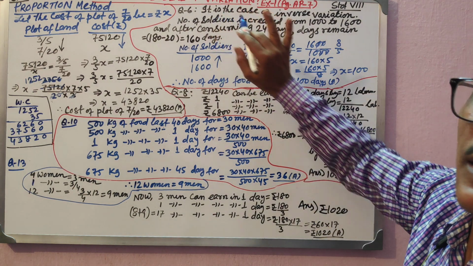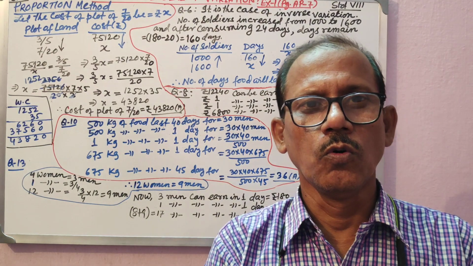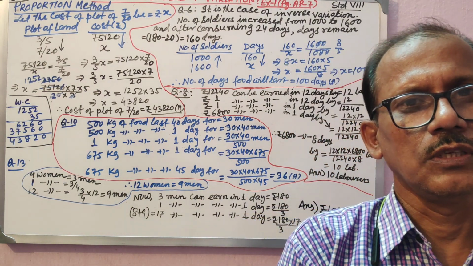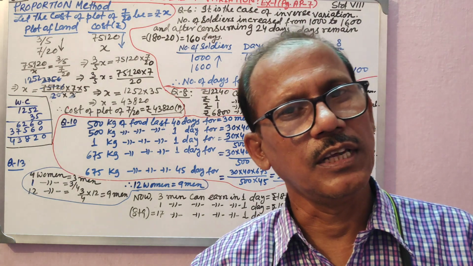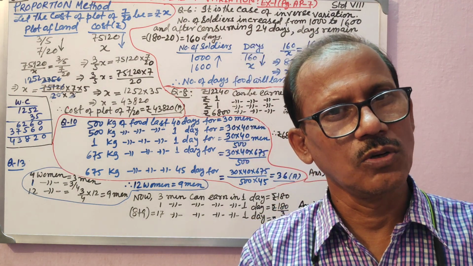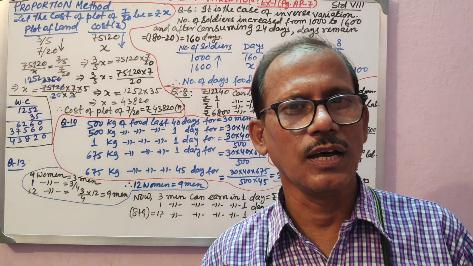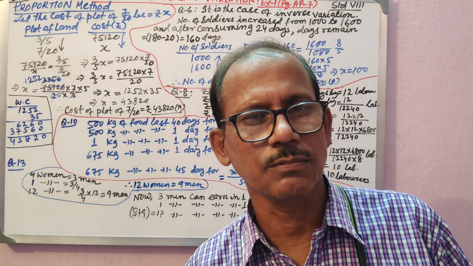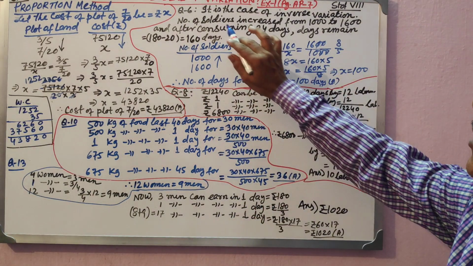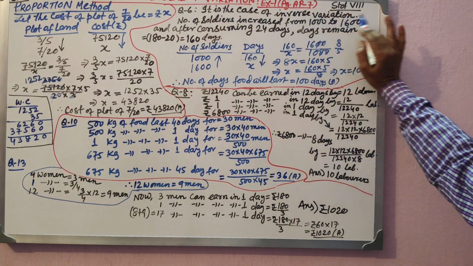See, first of all, it's a case of what? More number of soldiers, less number of days the food will last. So the more the soldiers, the fewer the days the food will last. More causing less means inverse variation. So you need to write down a word: it's a case of inverse variation.